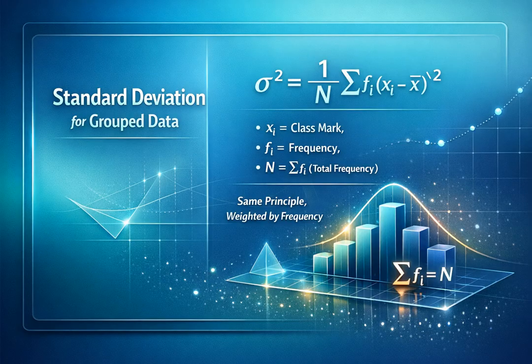For grouped data with frequencies, standard deviation uses weighted calculations. Sigma squared equals 1 over n times sum of fi times xi minus x bar squared. Here xi is the class mark, fi is the frequency, and n is the total frequency. The principle is the same, but each value is weighted by its frequency.